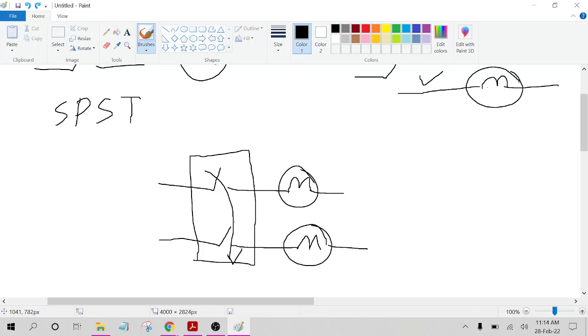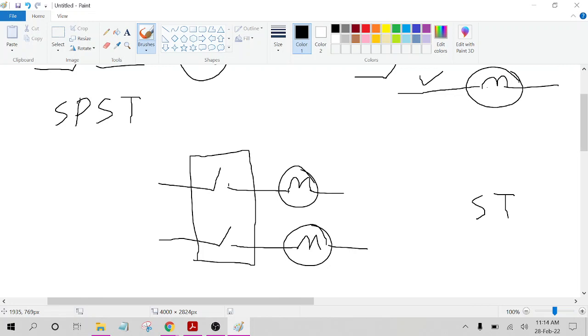Rather, we have to turn it on at the same time or turn both of these off at the same time. So what is happening here? Both of these switches have one throw, right? Both of these switches have one throw. So this is single throw switch.